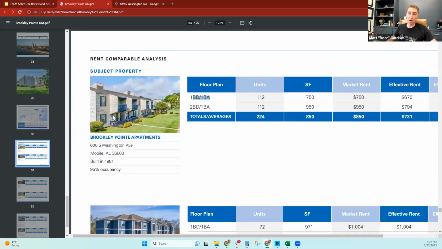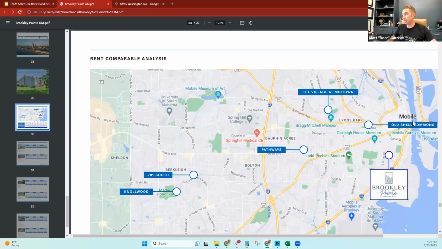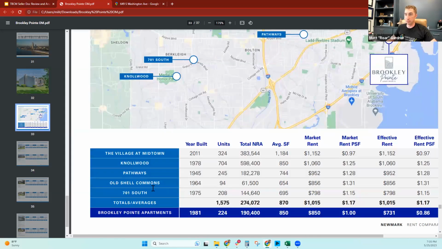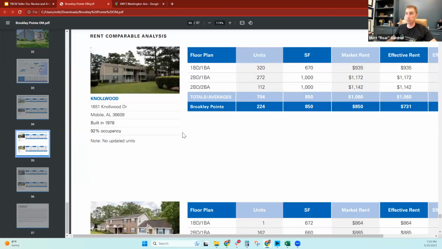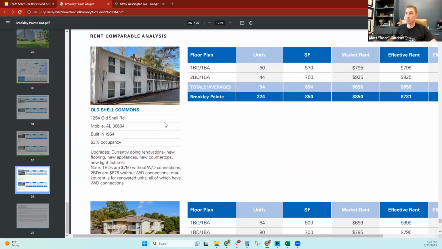And if they are, for instance in this one, I'm probably going to say the closest one, proximity is going to be the best. So Old Shell Commons is from 1964, so it's an older property, which is great. 94 units, so it's smaller. Average square footage is slightly smaller as well. So, me being a pessimistic buyer, I'm like, okay, that's probably one that I want to pull as an idea of how they are actually doing right now. So let's pull that one up. Old Shell Commons. Let's see which one it is. Pathways.